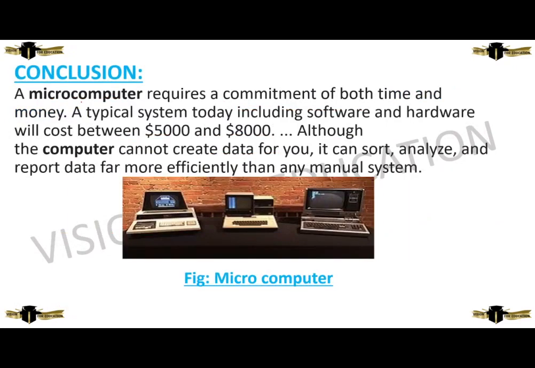Coming to the conclusion of microcomputers, they require a commitment of both time and money. A typical system today, including software and hardware, costs between $5,000 and $8,000. Although computers cannot create data for you, they can sort, analyze, and report data more efficiently than any manual system.